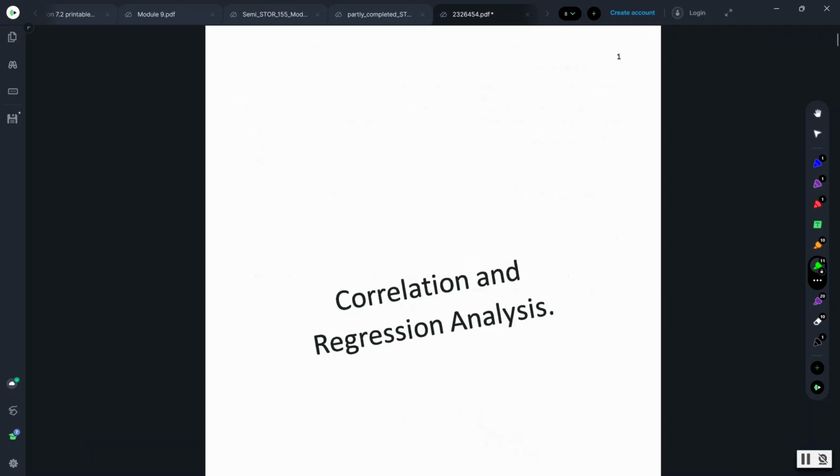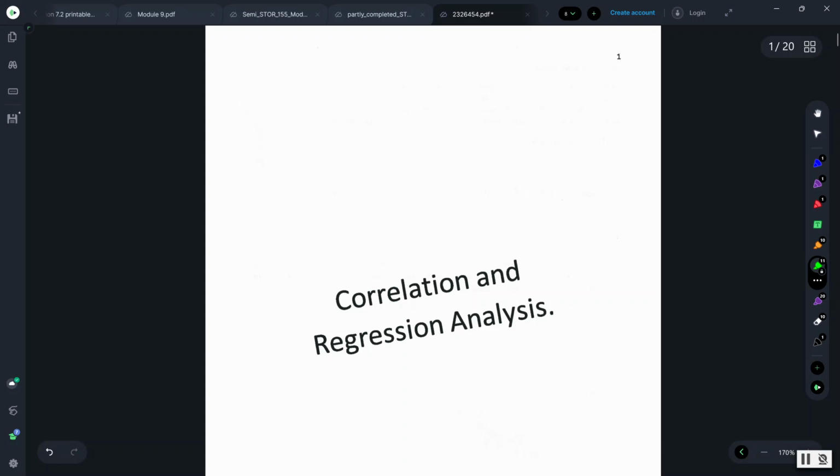In this module, our goal is to discuss correlation and regression analysis. Correlation and regression analysis is all about looking at the relationship between two variables, especially when we talk about simple linear correlation analysis, which will be our focus for this topic.